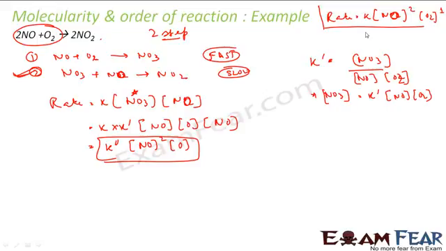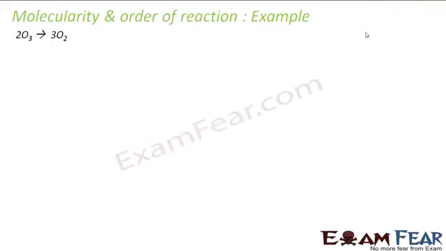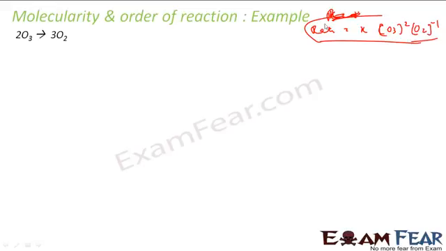Correct. Let's take one more example for this. So if you see, ozone converts into oxygen. For this, the experimental value is rate is equal to K O3 square O2 to the power minus 1. Let's see if we can find this using molecularity concept.